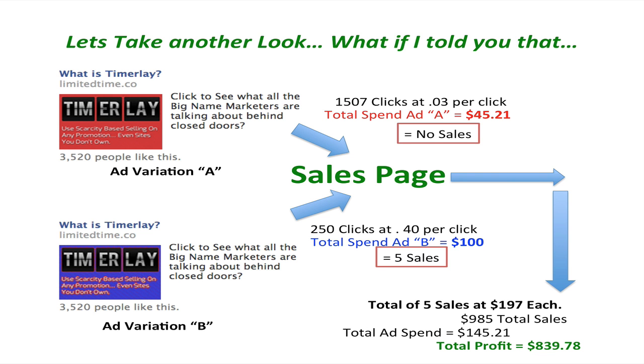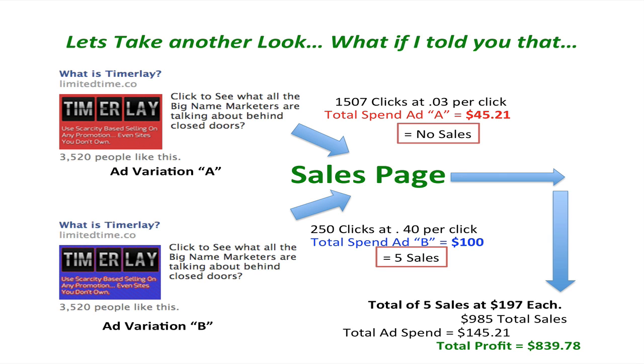Let's take another look and think about if I told you this. Ad variation A, which most of you will have said was the winner. We had 1,507 clicks at 3 cents per click for a total ad spend of $45.21. But what if I told you now that ad variation A had no sales? So all those people that clicked on it, nobody bought. So out of those 5 sales, none of them actually came from ad variation A. Instead, all 5 sales came from the 250 clicks at 40 cents per click for ad variation B.